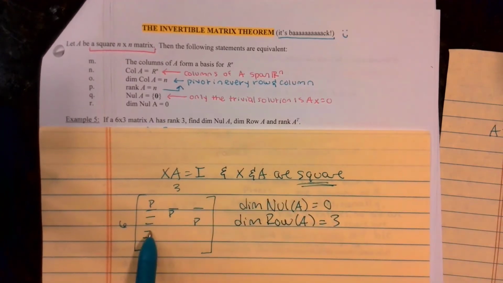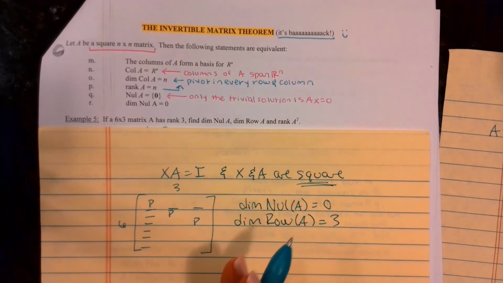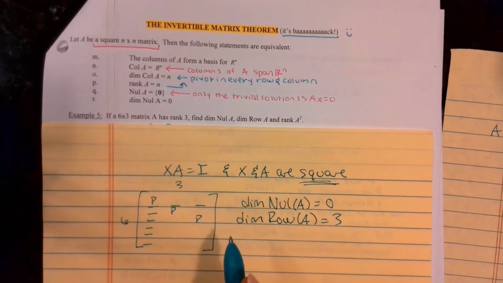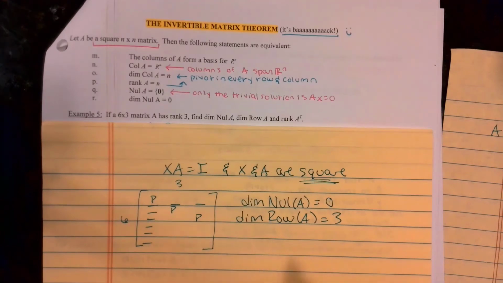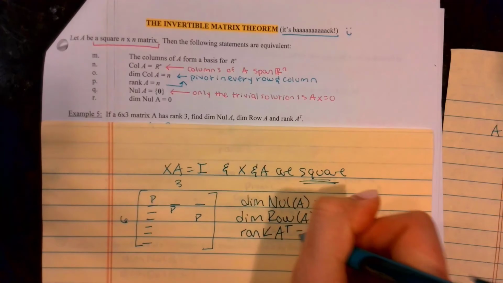Also, when we row-reduce, all of these would be rows of zeros, which we would not want to include in our row space, or the basis for our row space. The rank of A transpose should be equal to the rank of A, so rank A transpose should also be 3.